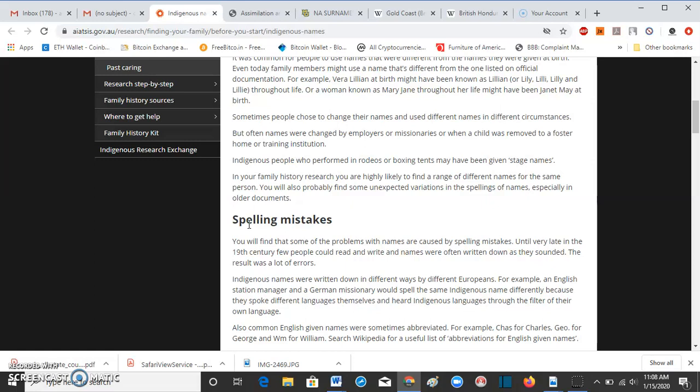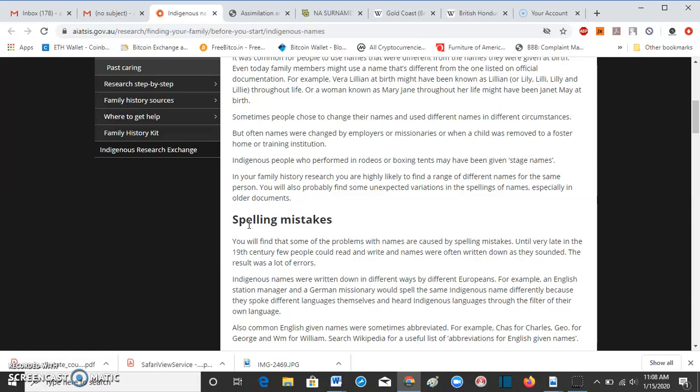These things happen. Sometimes people chose to change their names and use different names in different circumstances, but often names were changed by employers or missionaries, or when a child was removed to a foster home or training institution.